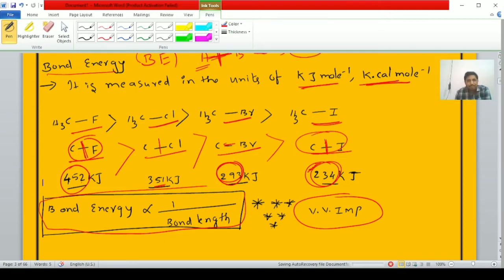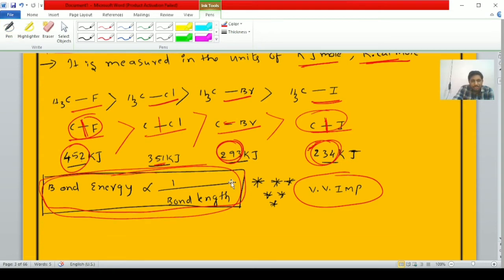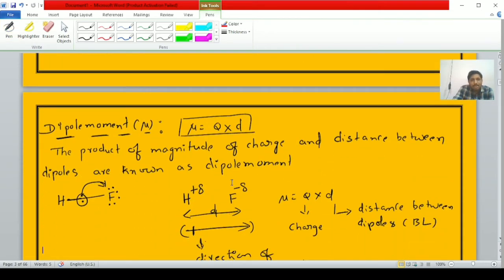Hence, student, here you can observe methyl fluoride. Methyl fluoride has the highest bond energy because it has the lowest bond length. Methyl iodide has the lowest bond energy because it has the highest bond length. Remember this equation, student: bond energy is inversely proportional to the bond length.